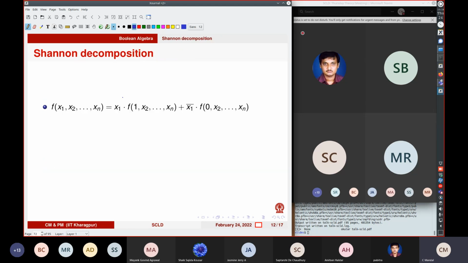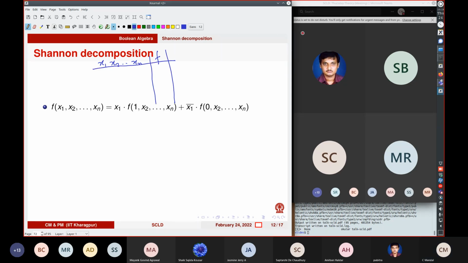Okay, let us look at Shannon decomposition. Shannon decomposition is, suppose you have a function of n variables. Now, when you construct the truth table, you have a function of n variables, so x1, x2, xn, and you are constructing your function. So this is your f.